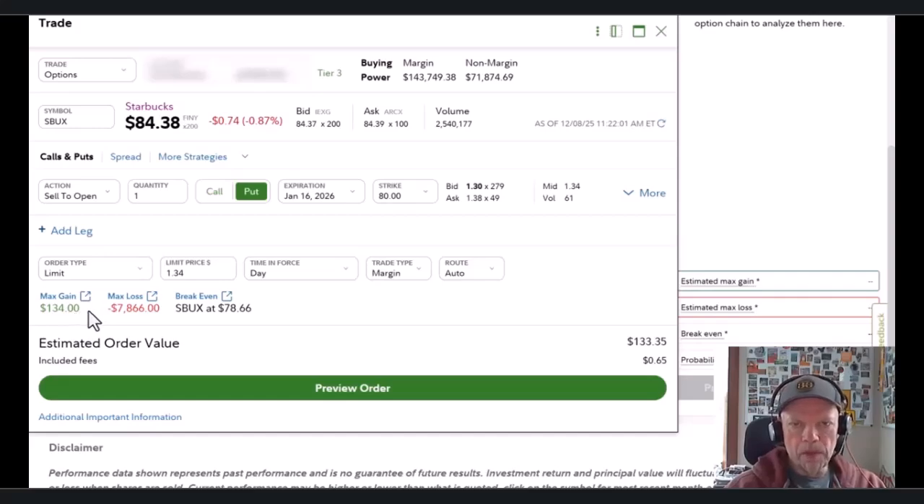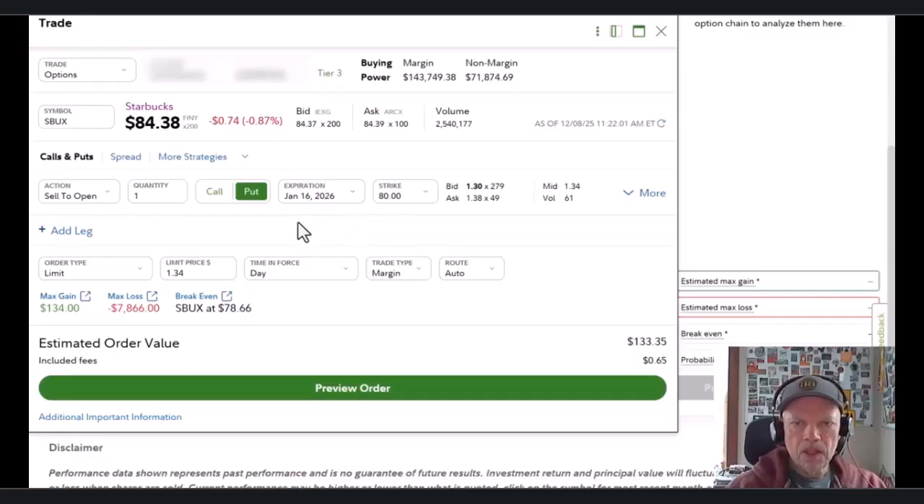If the price is above $80 come January 16th, nothing happens. I don't buy the stock. If it's below 80 or at 80 and I get assigned, I buy the stock. If it goes to $75, I still have to pay 80 for it. So that's not a great thing, is it?